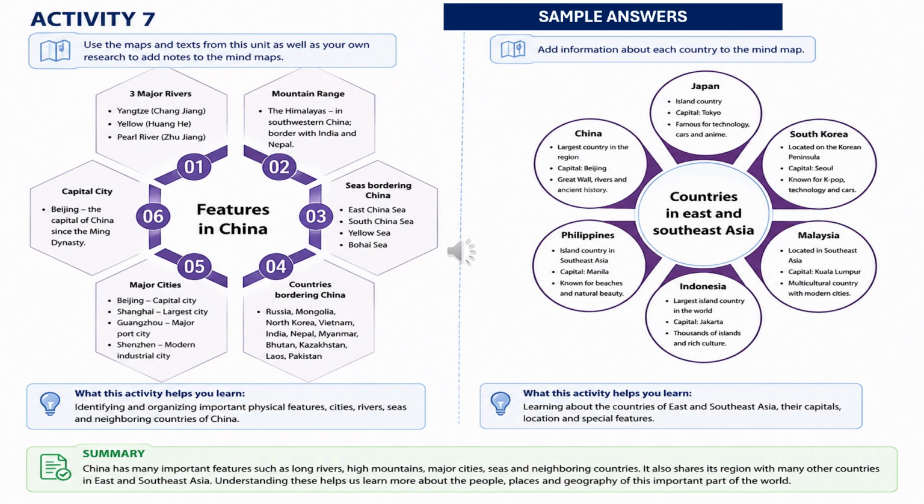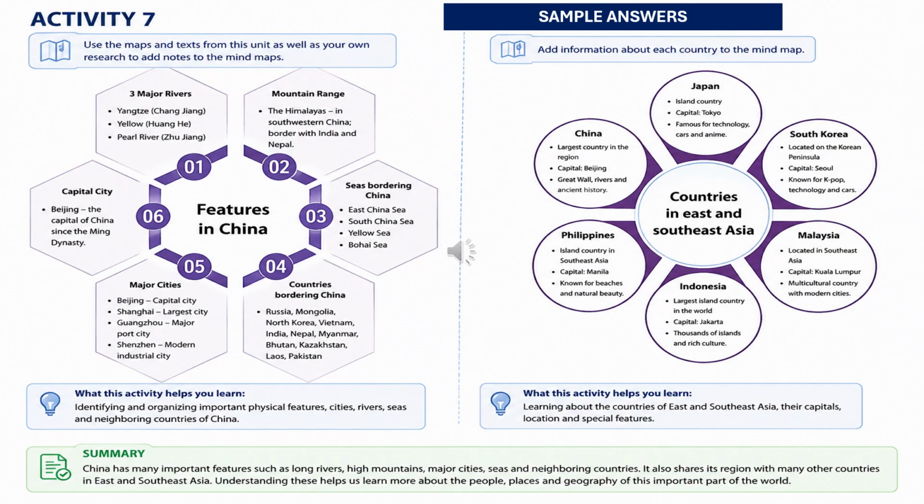Now let's remember the major cities in China. Beijing is the capital of China. Shanghai is the country's largest city and one of the world's busiest financial centers. Guangzhou is an important port and industrial city, while Shenzhen is famous for its rapid growth, technology, and innovation. Finally, let's recall the capital cities. The capital city of China is Beijing. It has been the political and cultural center of the country for many years.